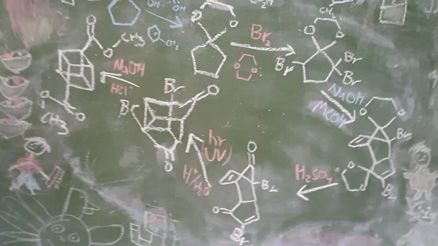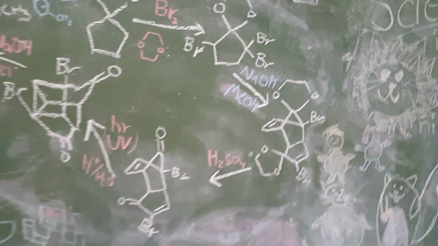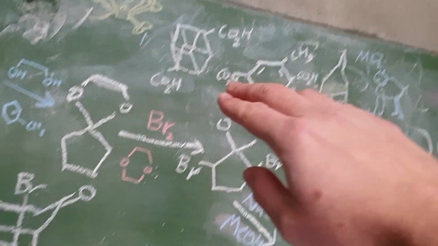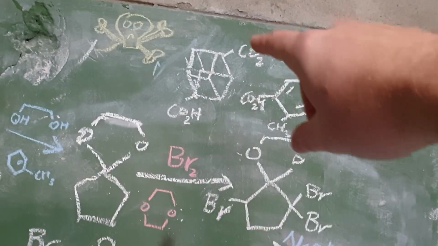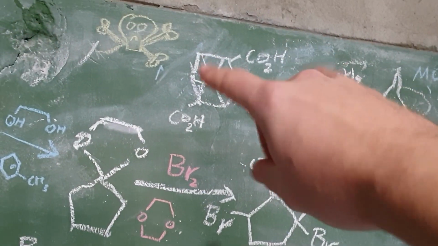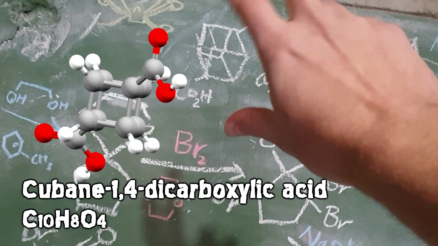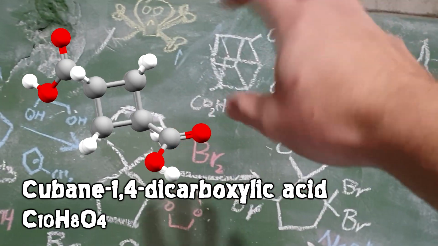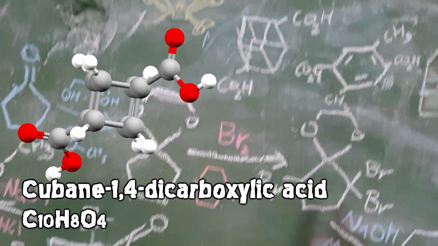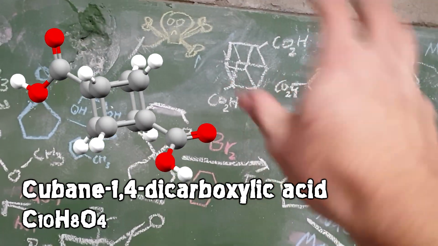As you've guessed from the title, and some of you have guessed from the previous video where I mentioned there may have been a new project starting, we're trying to make cubane. More specifically, we're trying to make this molecule up here, which I've drawn terribly. Cubane 1,4-dicarboxylate. So the cubane with those two carboxylate groups on either side of it. That's our end target molecule for this synthesis. That's what we're trying to do.